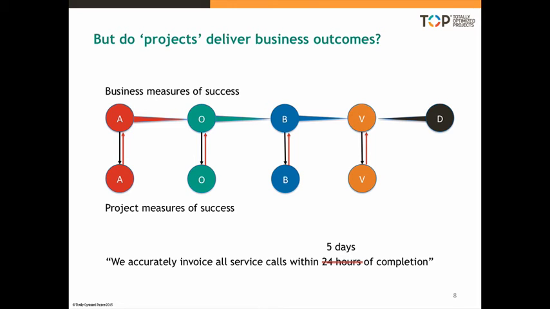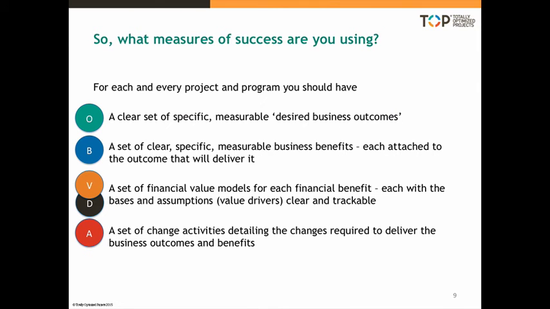If any of the project outcomes are compromised, that's going to compromise the business outcomes and benefits. We can track it. We know what's happening. We can take remedial action if necessary. We are in control of our projects and our measures of success. So what measures of success are you using? You need to look at your success measures to determine whether in fact you are wasting time and money using the wrong measures.